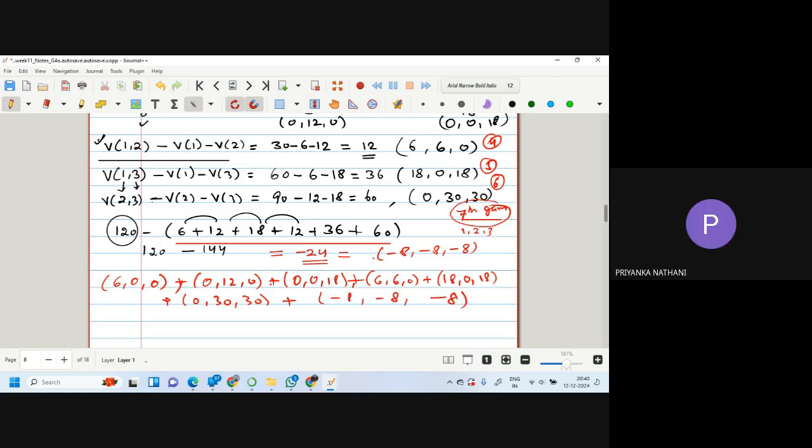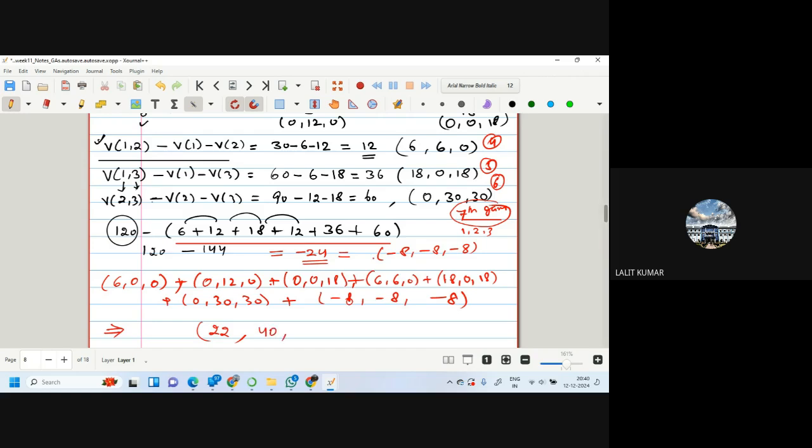We simply add them, and then we get the values for all the players. For player 1: 6 plus 6 is 12, 12 plus 18 is 30, 30 minus 8 is 22. For player 2: 12 plus 6 is 18, 18 plus 30 is 48, 48 minus 8 is 40.